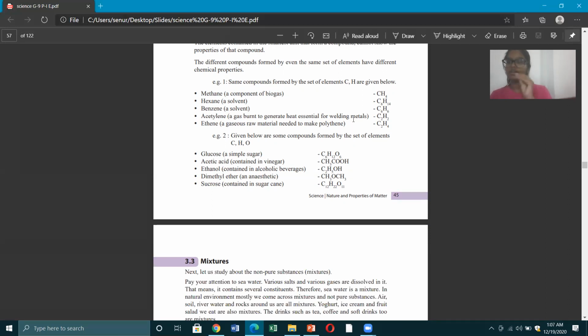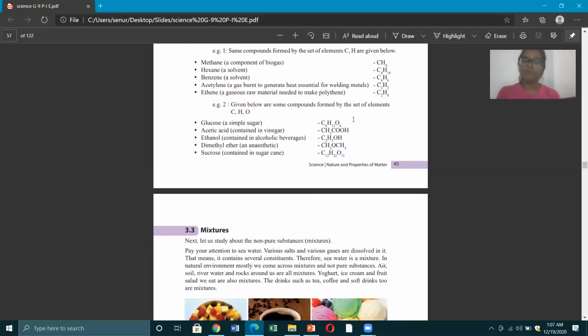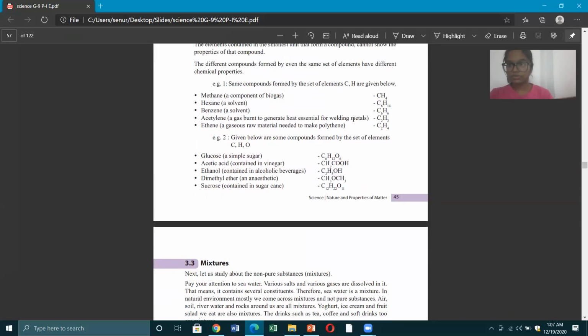So even though the compounds are made out of the same set of elements here, when you take this example, because there are 5 compounds given which have the same set of elements, carbon atoms and hydrogen atoms, even though the elements are the same, they have been combined in different ratios. So that gives them different chemical properties. Just because you have the same set of elements, carbon atoms and hydrogen atoms, that does not mean that these compounds have the same chemical properties.